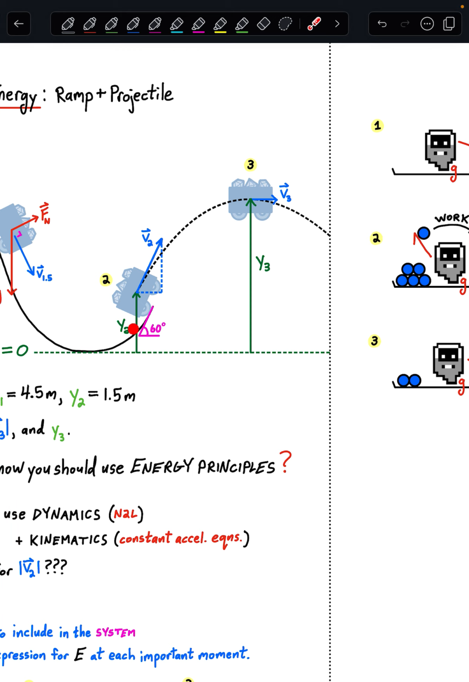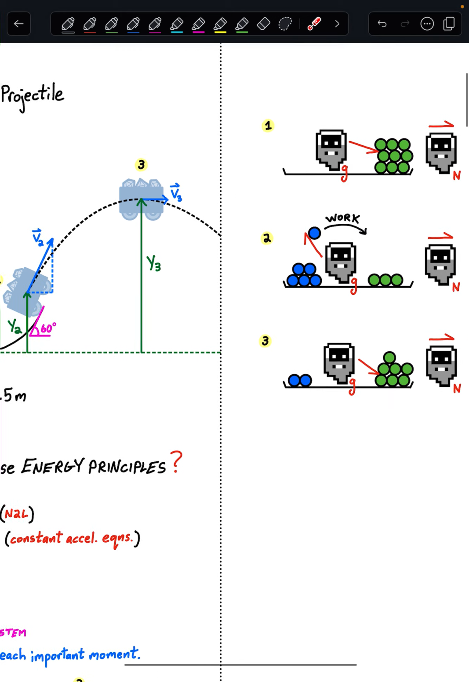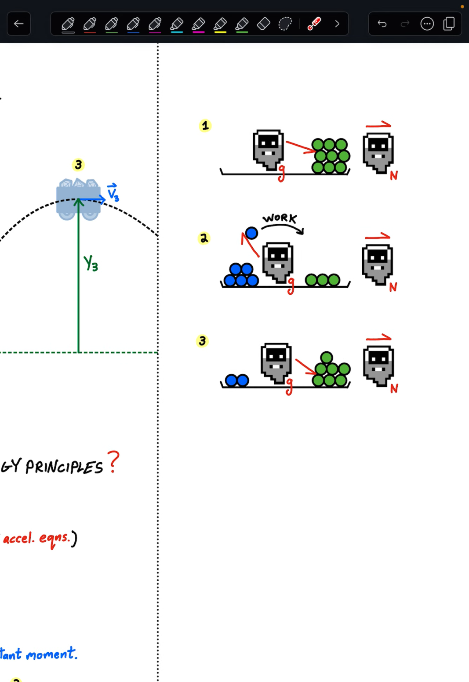Then beyond the low points here, gravity is going to start converting some of that kinetic energy back into gravitational potential as we move back up. So beyond that low point, and when we reach moment 2, gravity will be doing negative work, converting kinetic energy back into gravitational potential. Normal force still not doing any work.